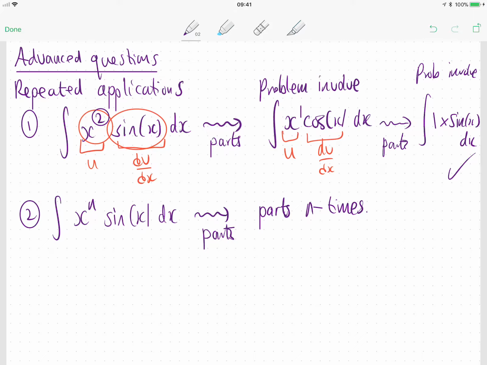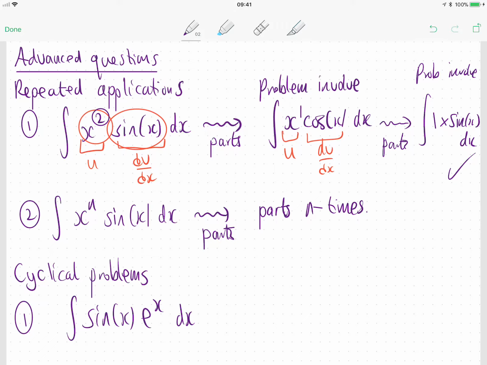There are also some tough questions that don't involve repeated application. The way that I think about these other tough problems is that they're on a cycle, cyclical, or however you want to think about it. They're going round in some circle, and let me show you what I mean by that. These are probably the hardest problems you can encounter for parts, which I'll go into much more detail later on in the problem solving videos under the advanced section.